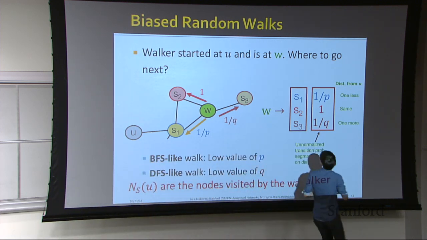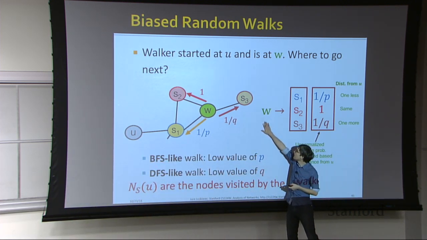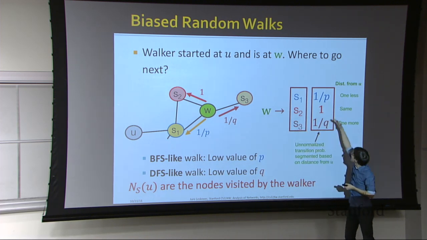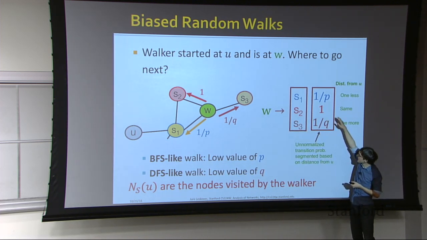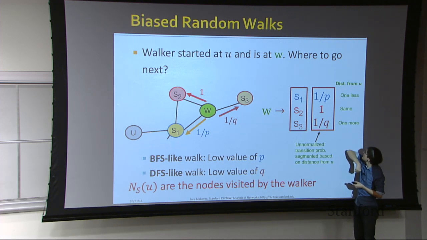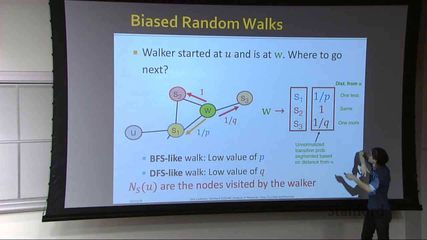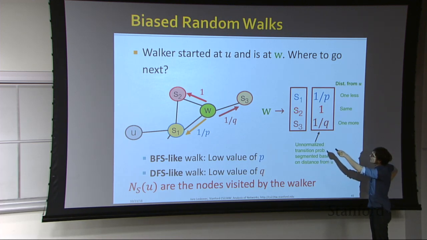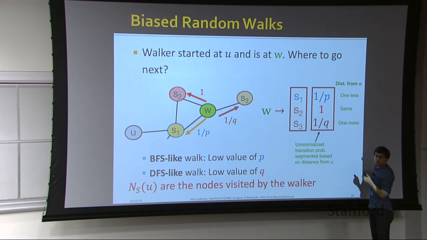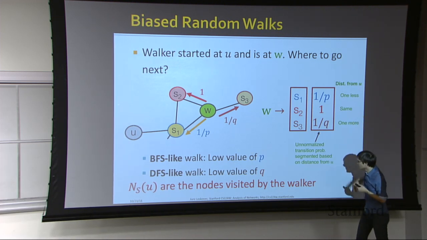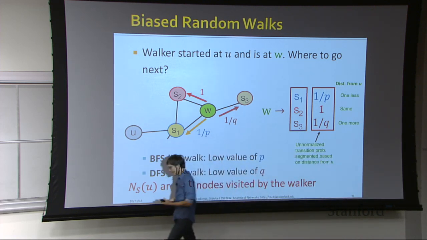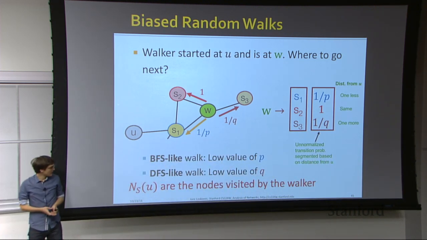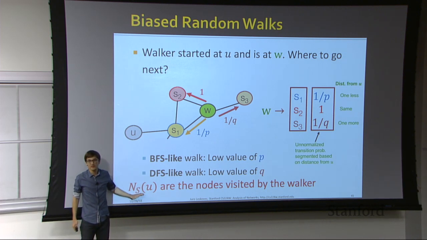So basically the idea is, if I'm at W, I have a set of nodes, I parameterize these, and these are now unnormalized transition probabilities where each edge has one of the three values, depending on whether that node is at the same distance from you as we currently are, one step farther away, or one step closer. Okay, so here I try to explain that, and now I can run a random walk for a fixed number of steps and see what nodes it visits.